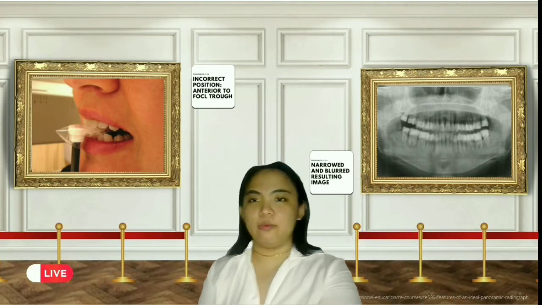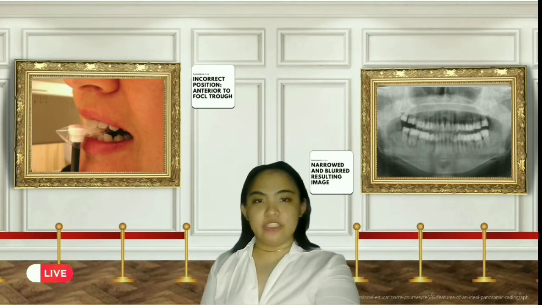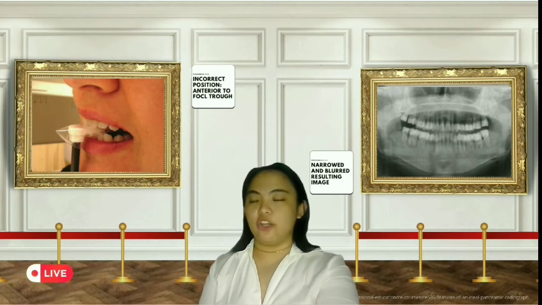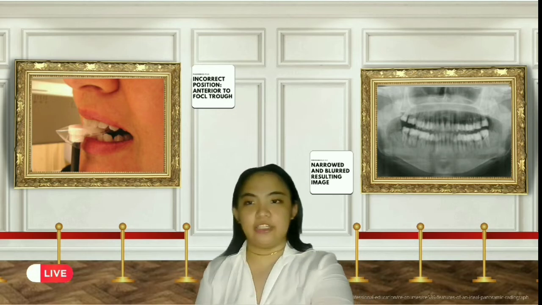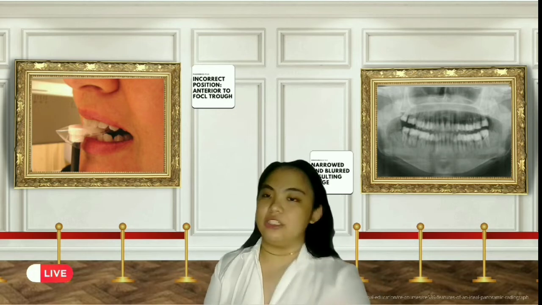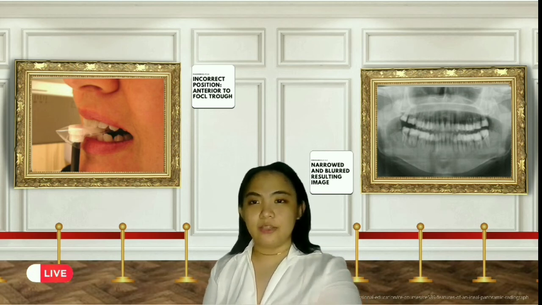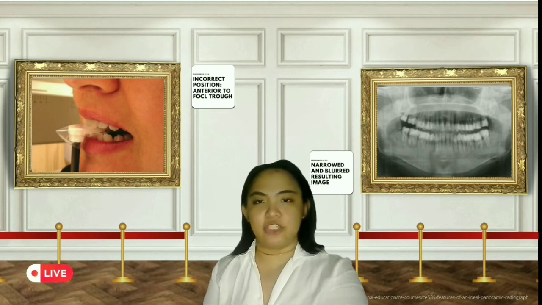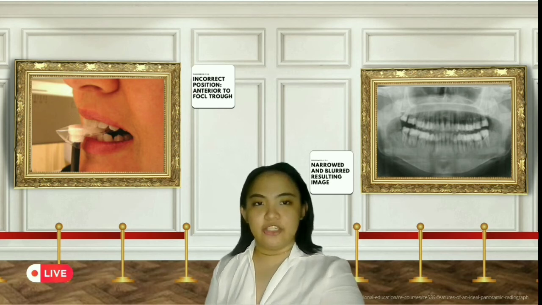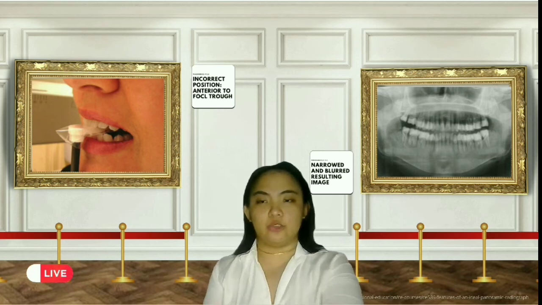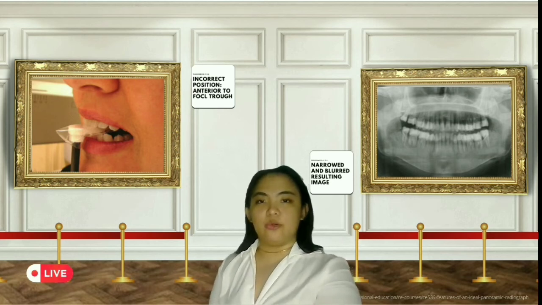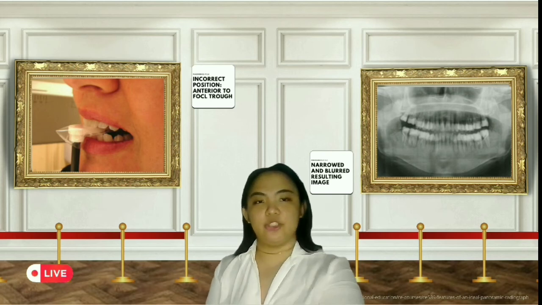Here we see more from the same collection as previously shown by Ms. Chu. There are more errors presented here, and this one is titled Teeth Anterior to the Focal Trough. If the patient is positioned in such a way that the anterior teeth are not positioned in the focal trough, as indicated by the groove in the bite block, the teeth appear to be blurred.